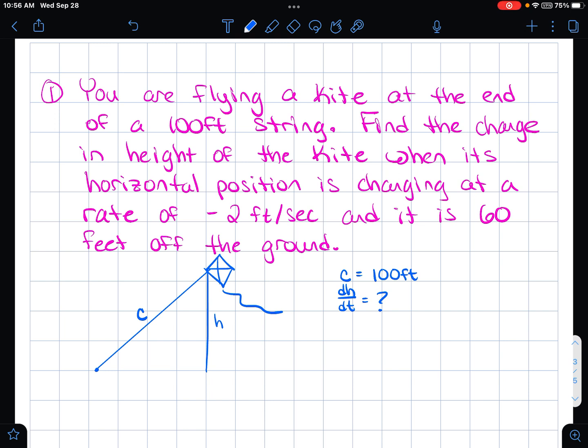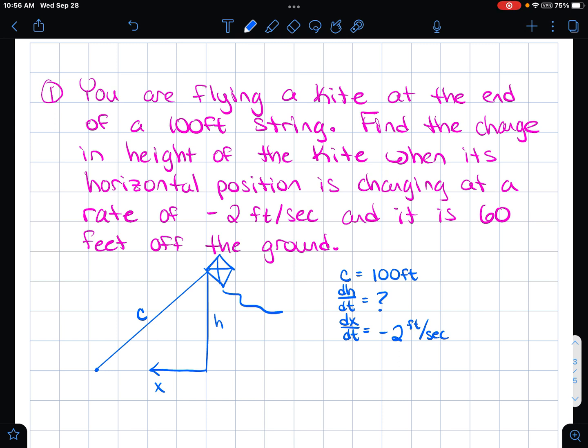So find the change in height of the kite when its horizontal position is changing at a rate of -2 feet per second. So that means that the kite's horizontal position is changing in that direction by -2 feet per second. Let's call this side of the diagram x. So then we can say dx dt is -2. The negative means the horizontal position is moving in the left direction.